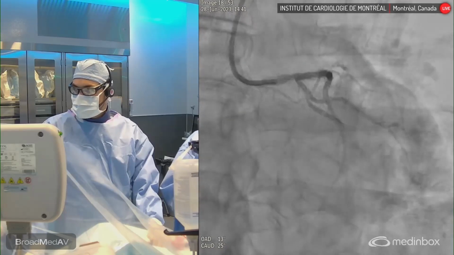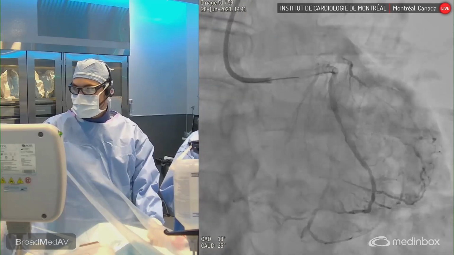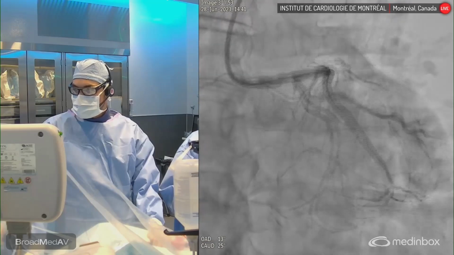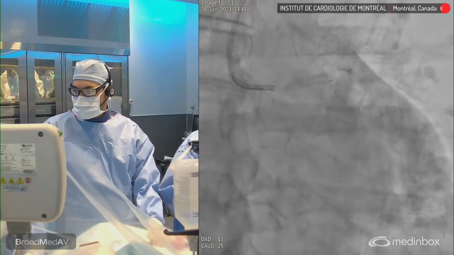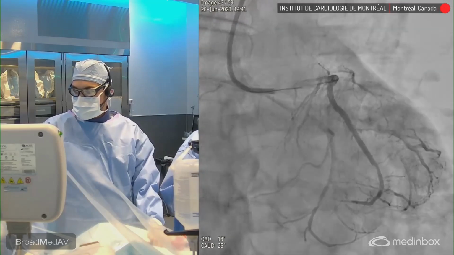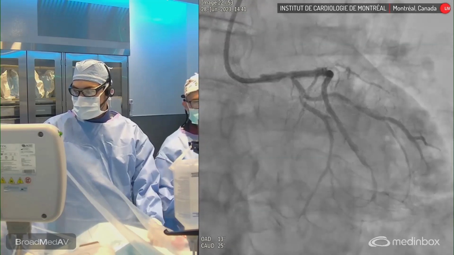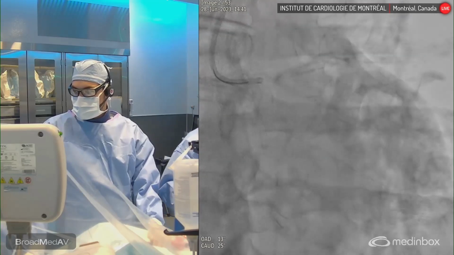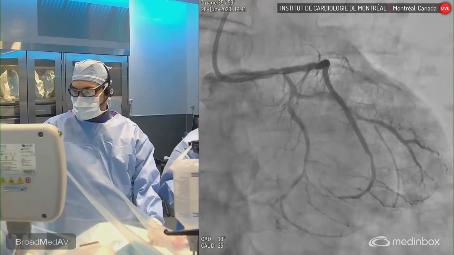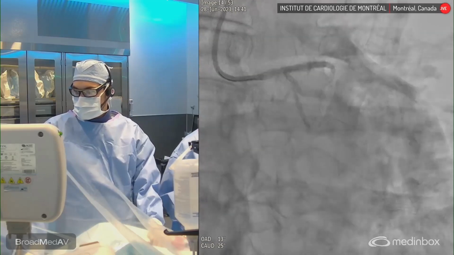So this is the angiogram today, and we had a run-through wire. We're actually in a 7 French radial access. We're using a 7 French EBU 3.5. And already you can see that the circumflex is almost at 90 degrees. And then there is a calcium nodule right at the bifurcation with the first marginal.